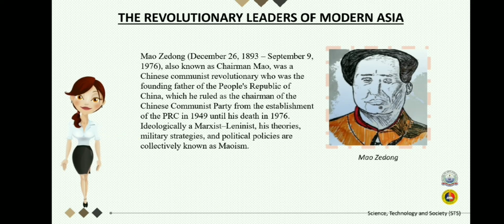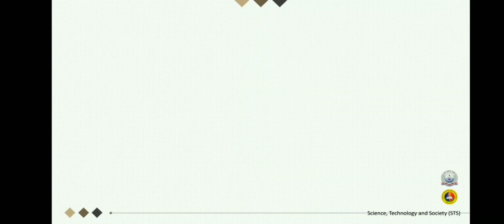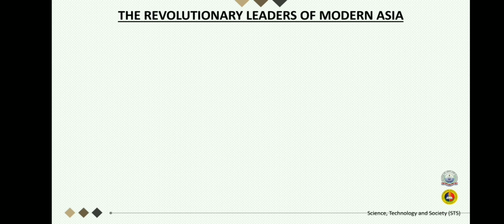This is Mao Zedong. Mao Zedong, also known as Chairman Mao, was a Chinese communist revolutionary who was the founding father of the People's Republic of China, which he ruled as the chairman of the Chinese Communist Party from the establishment of the PRC in 1949 until his death in 1976. Ideologically a Marxist-Leninist, his theories, military strategies, and political policies are collectively known as Maoism.